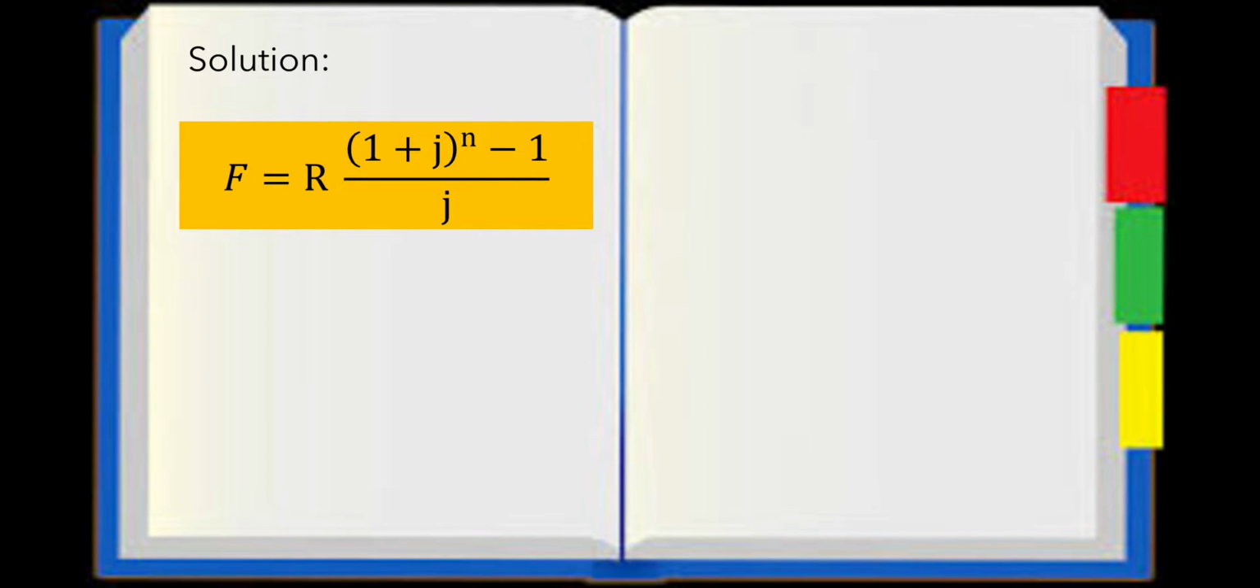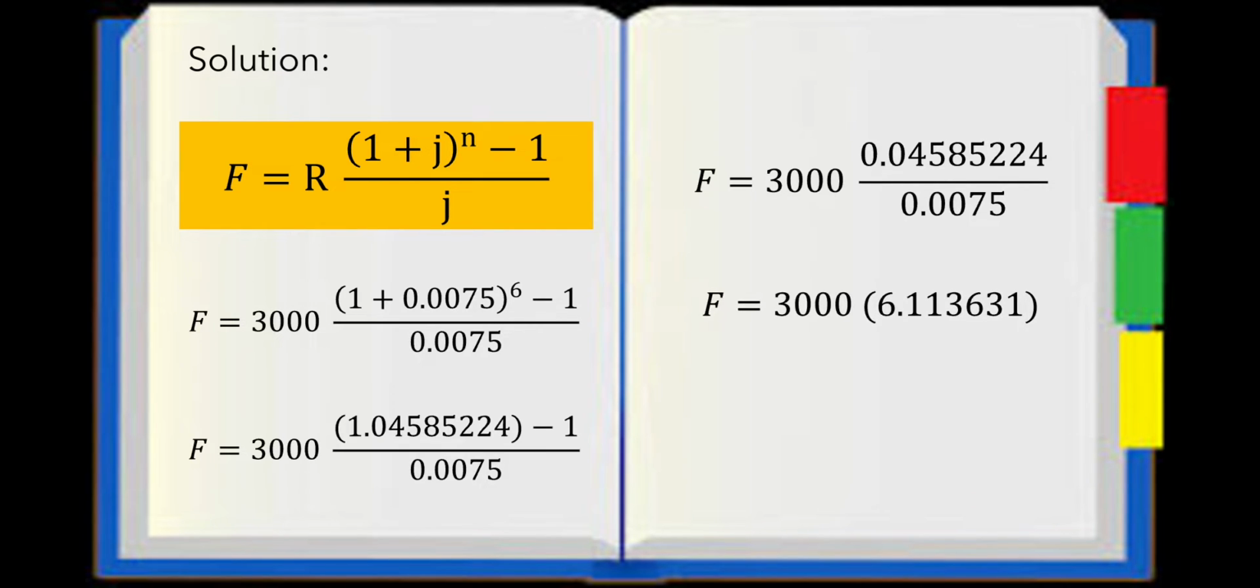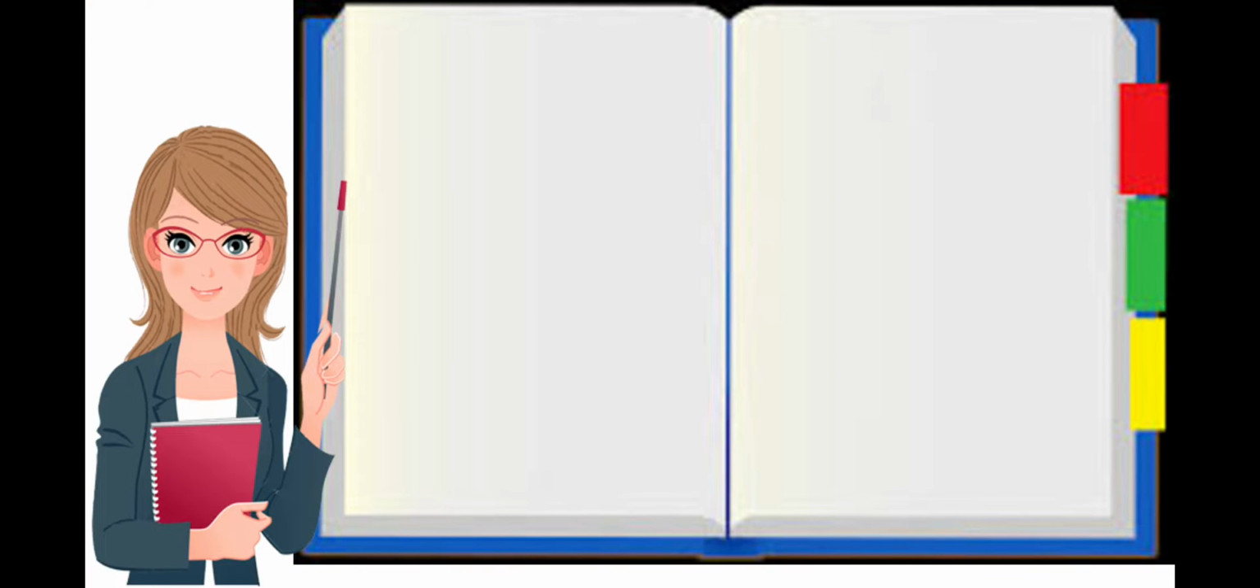So the solution for that problem using the formula now is F is equal to R times the quantity (1 plus j) raised to n, minus 1, over j. Substitute the value of the regular payment, which is 3,000, and the interest per period, 0.0075, raised to n, the number of payments, minus 1, over 0.0075. 1.0075 raised to 6 is equal to 1.045824, minus 1 is equal to 0.045824, divided by 0.0075 is equal to 6.113631, times 3,000 is equal to 18,340 pesos and 89 centavos, which is the same as our computation a while ago. But this time, we use the formula in finding the future value. So the future value after 6 months is 18,340 pesos and 89 centavos.